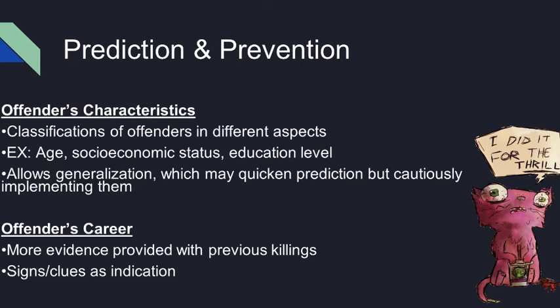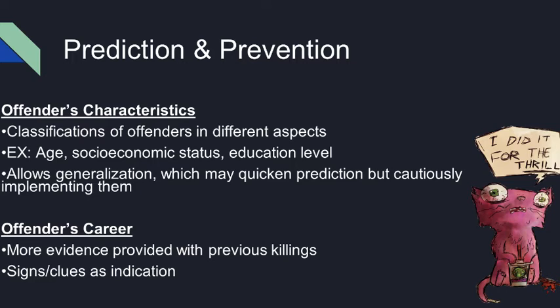The third one would be offenders' characteristics. When it comes to offenders' characteristics, it's very similar to an individual's demographics. Who is he or she? What is the age? What is the socioeconomic status? What is the education level? Understanding the demographics would provide a different perspective, a different aspect for the CIA to understand that maybe something else has motivated them to become a serial killer.